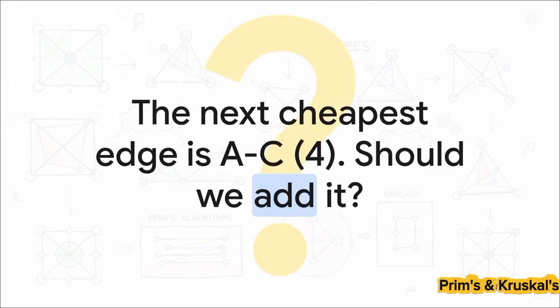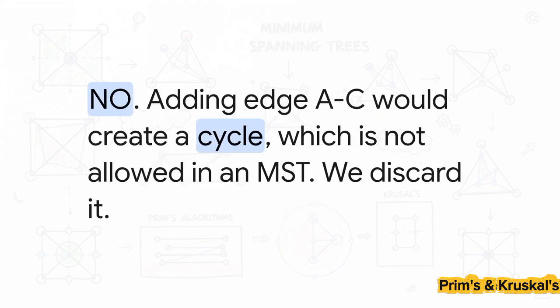Okay, now we've hit the next edge on our list, and this is where a lot of students make a mistake, so really focus here. The next cheapest edge is A to C with a weight of 4. Now, based on the rules, should we add this edge? What do you think? No, absolutely not. And here's the crucial part.